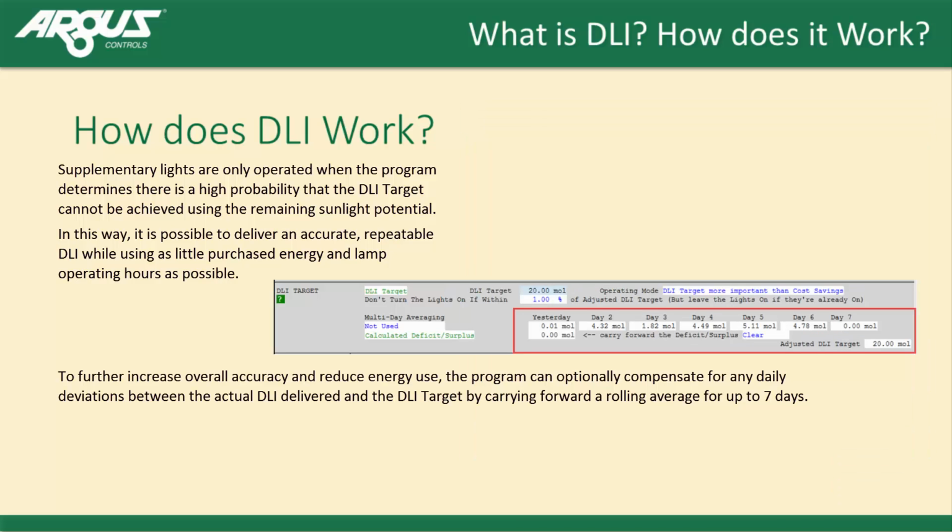To further increase overall accuracy and reduce energy use, the program can optionally compensate for any daily deviations between the actual DLI delivered and the DLI target by carrying forward a rolling average for up to 7 days.